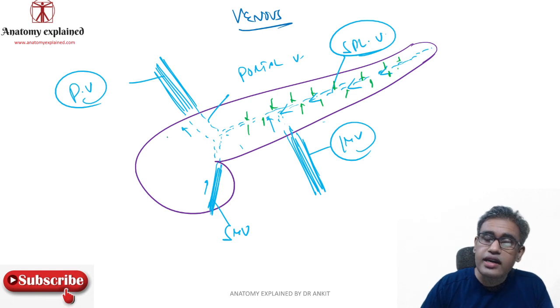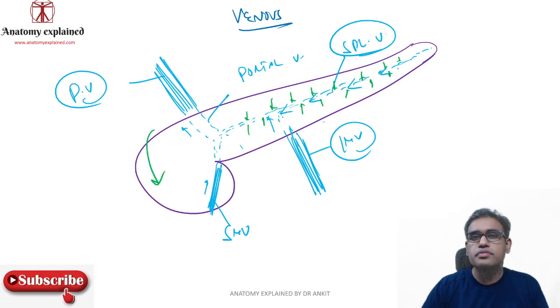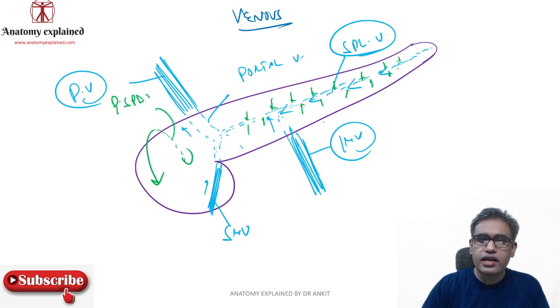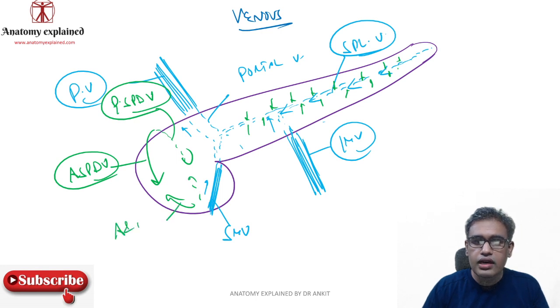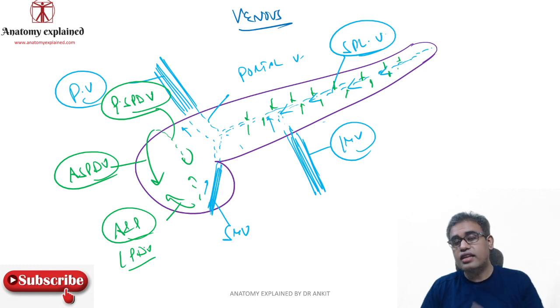Now what were the arteries over here? The arteries over here were gastroduodenal artery and its branches, mainly the anterior superior pancreatic duodenal artery, so the same name of vein, and so here is the posterior superior pancreatic duodenal vein, and this is your anterior superior pancreatic duodenal vein, and here we had the anterior and posterior inferior pancreatic duodenal vein. Now where are they draining? That is the question.